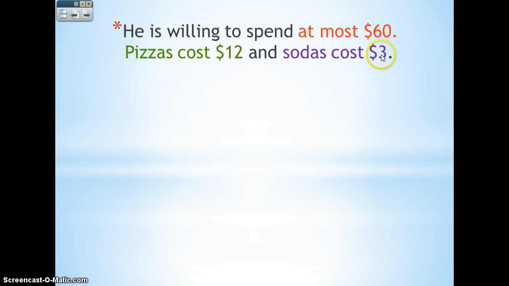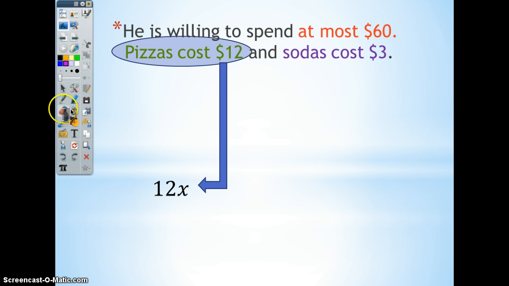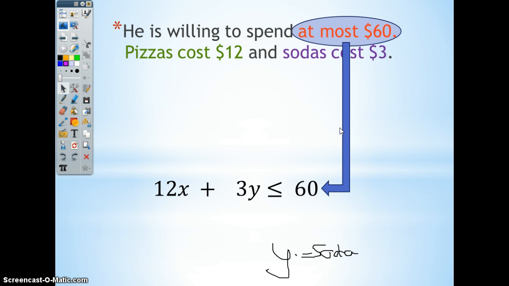Pizzas cost 12 and sodas cost 3. So looking at this, pizzas cost 12, okay, 12x, where we would say x equals pizza. And then we have soda. Soda costs 3. So if x was pizza, y would then be soda. Good. And that at most $60.